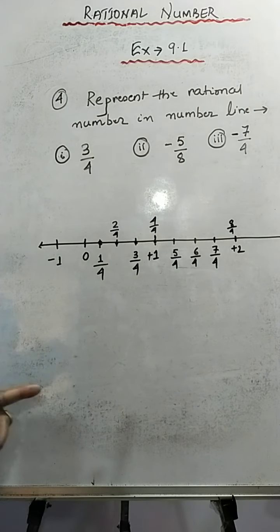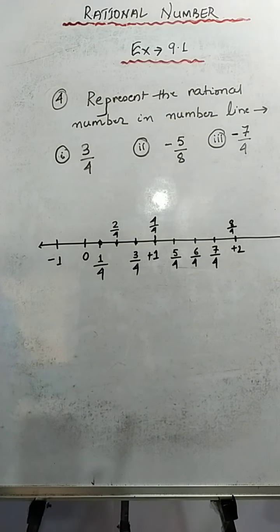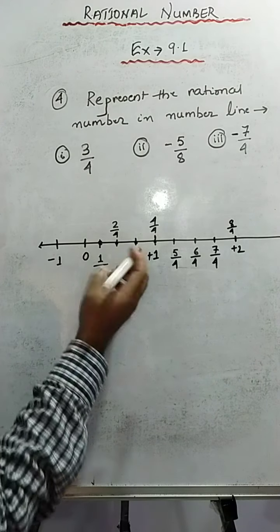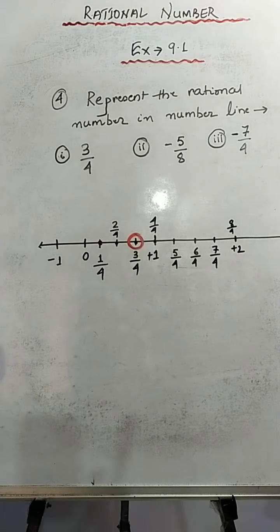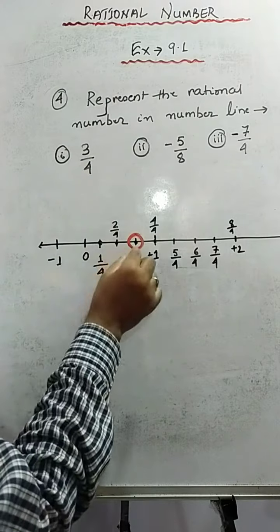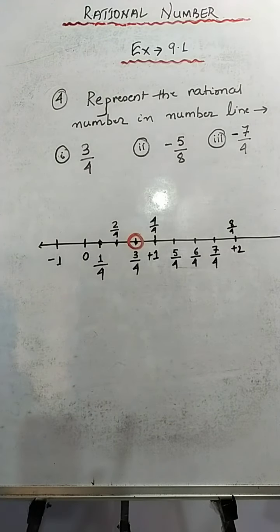Fine. But according to the question, which rational number do we have to plot here? 3 by 4. So where do we see 3 by 4? Here we see 3 by 4. So we will make a circle like this. So this is our target. This is our rational number which we have to plot. So once you have plotted, you will just make a big circle like this. Fine. So now let's move on to sum number 2.